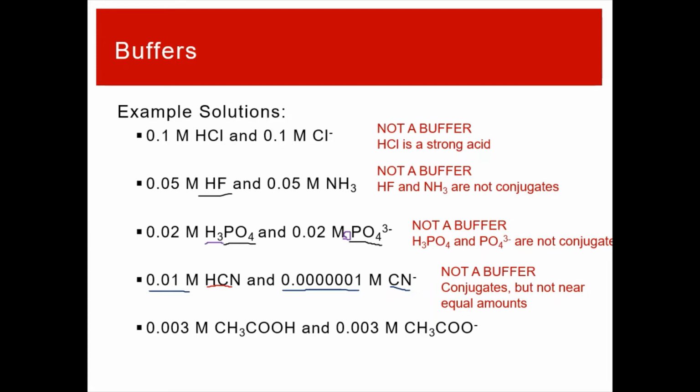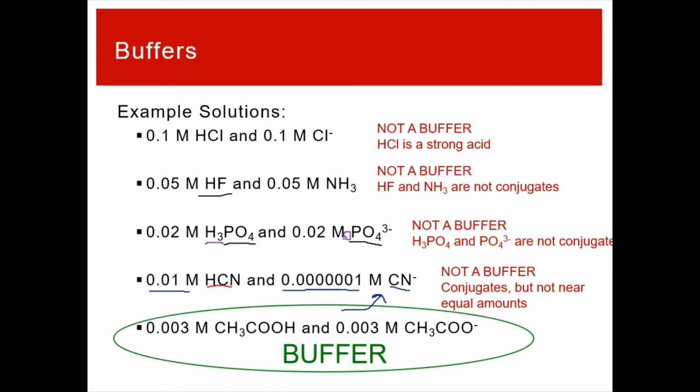We know at equilibrium, yeah, you do make some of the conjugate, right? It's a weak acid, some of the conjugate base is there, but this isn't a buffer. These amounts would need to be like 0.01 and then a value close to 0.01. So finally, this is a buffer.